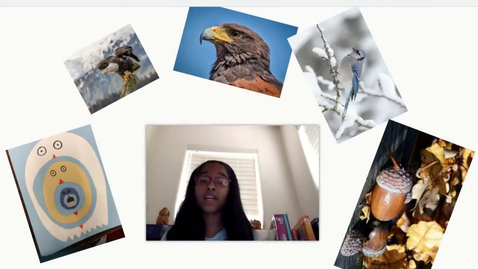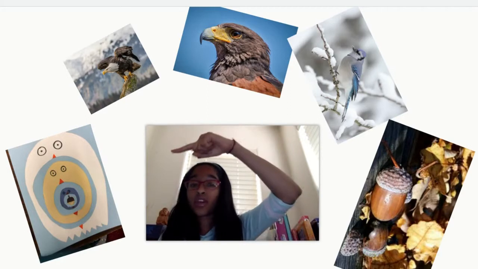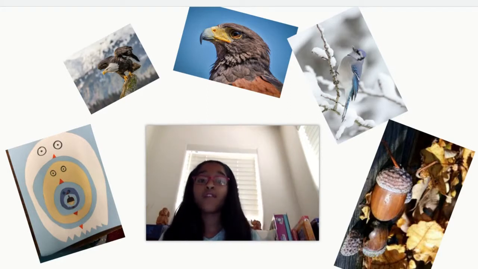Hi, my name is Reggie. Today I'm going to explain to you the sky ecosystem in Crater Lake. This over here is my food chain art for the sky ecosystem in Crater Lake.